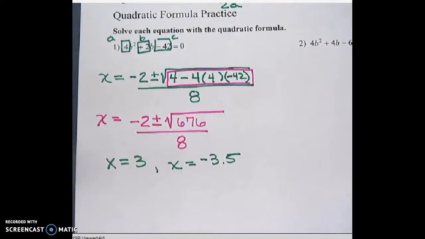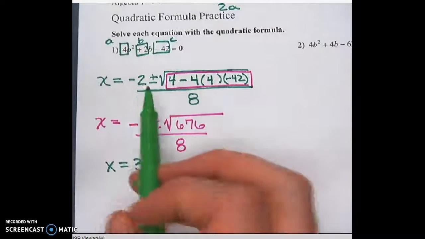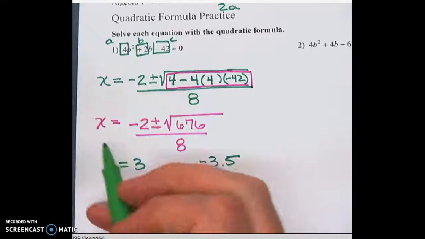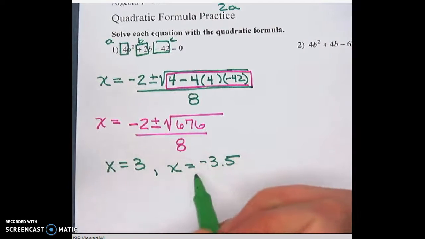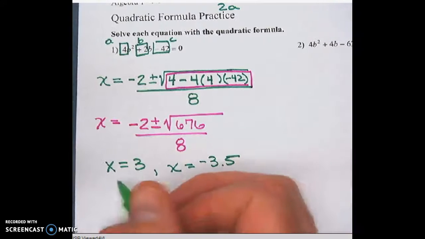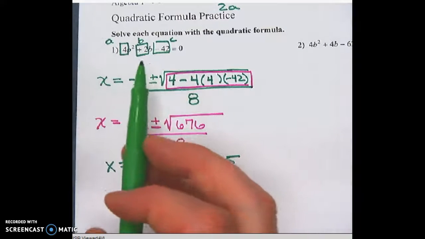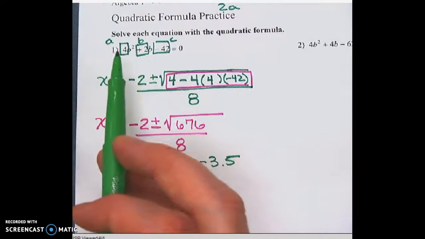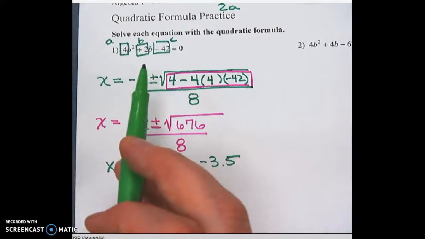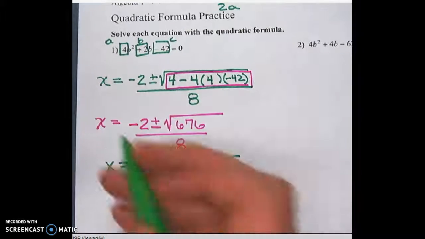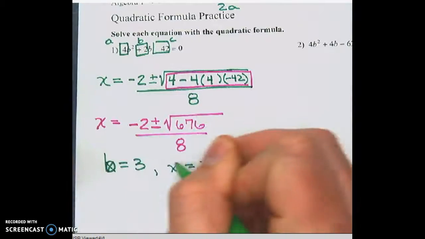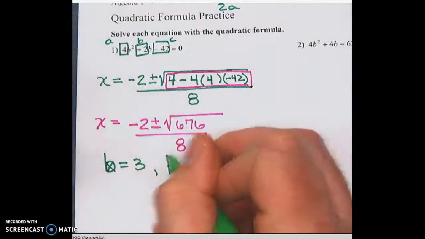Now that I'm all done, I realize that I wasn't really solving for x, I was solving for b. So really these should say b equals 3 and b equals negative 3.5 if I was really paying attention. Quadratic formula works for a's, b's, or I mean b squared, c squared, x squared, y squared. But in the end it solves for that value. So technically this is b equals 3 and b equals negative 3.5.